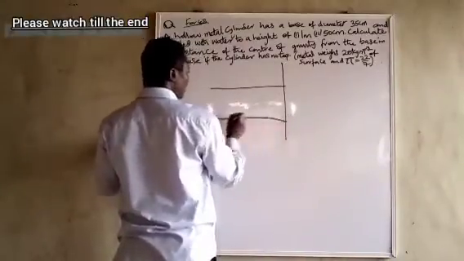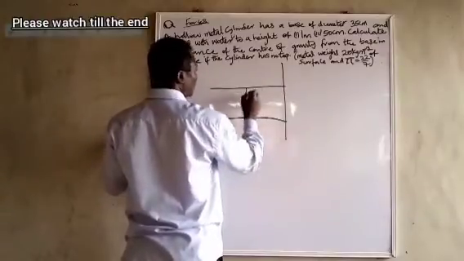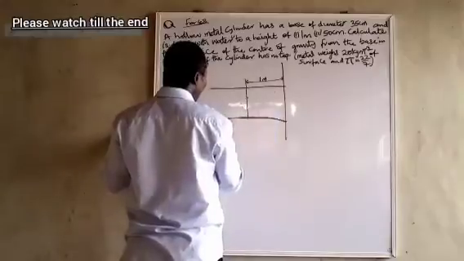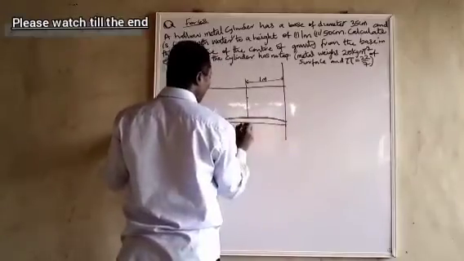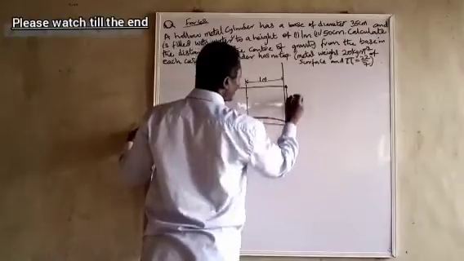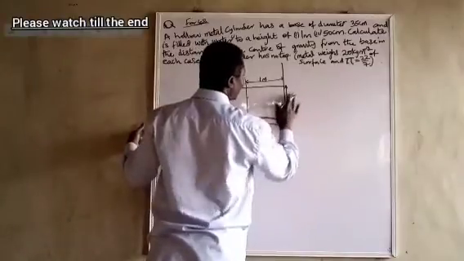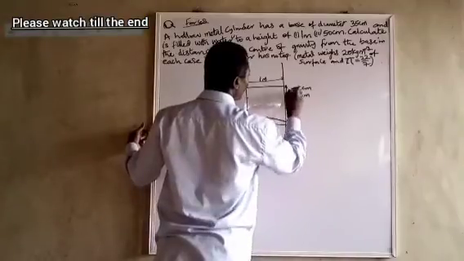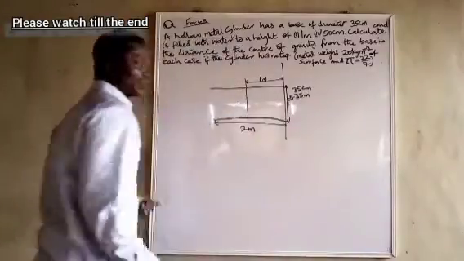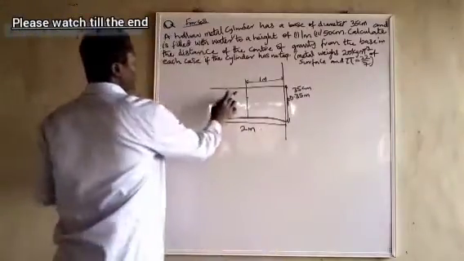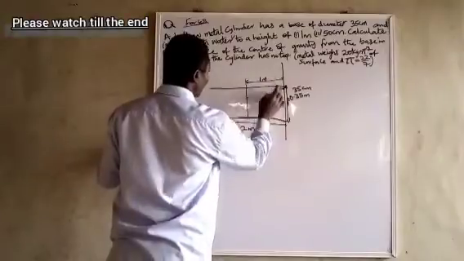So I'll be able to calculate the... So let's say the first situation, the water is up to 1 meter, and the height of the metal cylinder is 2 meters. The radius, or the diameter, is 35 cm, and that is 0.35 meter.